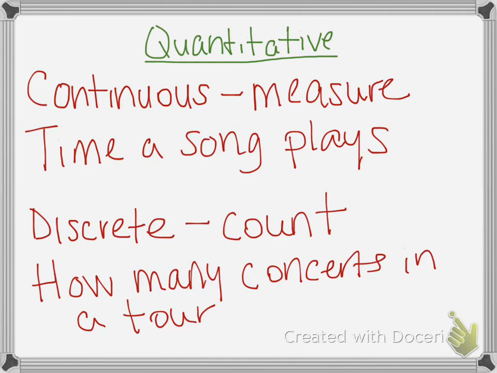So these are the different types of ways you can describe data, whether qualitative or quantitative, and then there are different subcategories. So I hope this explains all of the different ways that you can describe your data.